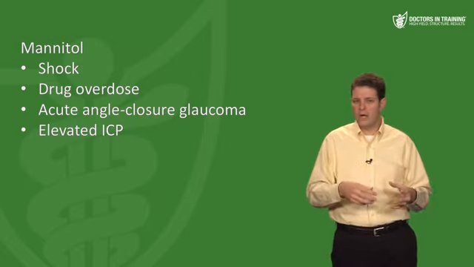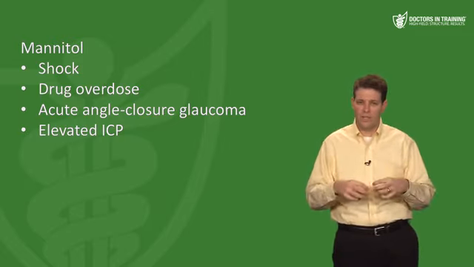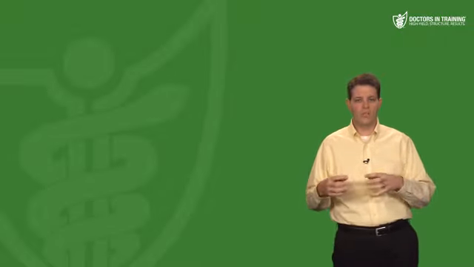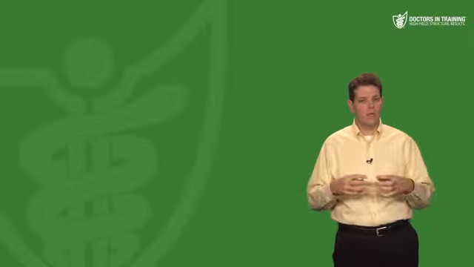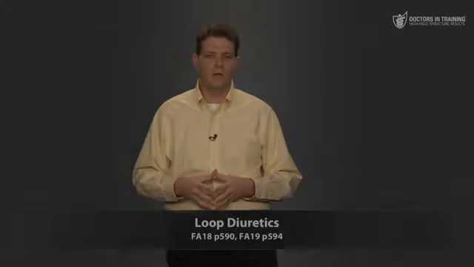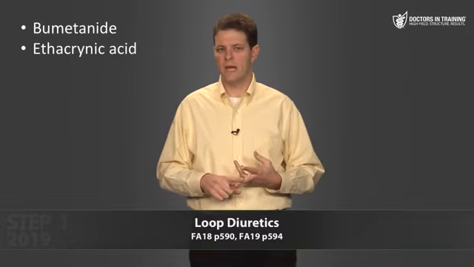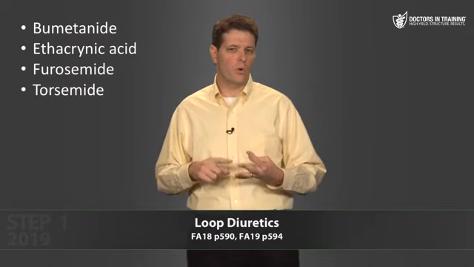So you give IV mannitol, and it goes into the circulation, and it draws interstitial fluid into the vasculature to balance that intravascular osmolar load. So fluid's going to shift out of the swollen brain and into the vasculature in a patient with elevated intracranial pressure. The next group of drugs is the loop diuretics, which includes bumetanide, ethacrynic acid, furosemide, and torsemide.